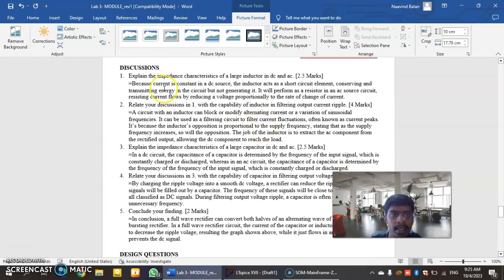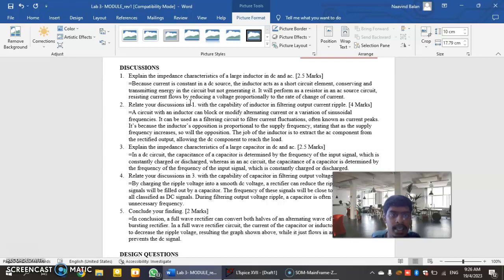For the discussion part, explain the impedance characteristics of the large inductance in DC and AC. The current is constant in a DC source, so the inductor acts as a short circuit element, conserving and transmitting energy in the circuit but not generating it. It will perform as a resistor in an AC source circuit, resisting current flow to reduce voltage proportionally to the rate of change of current, for the first question.